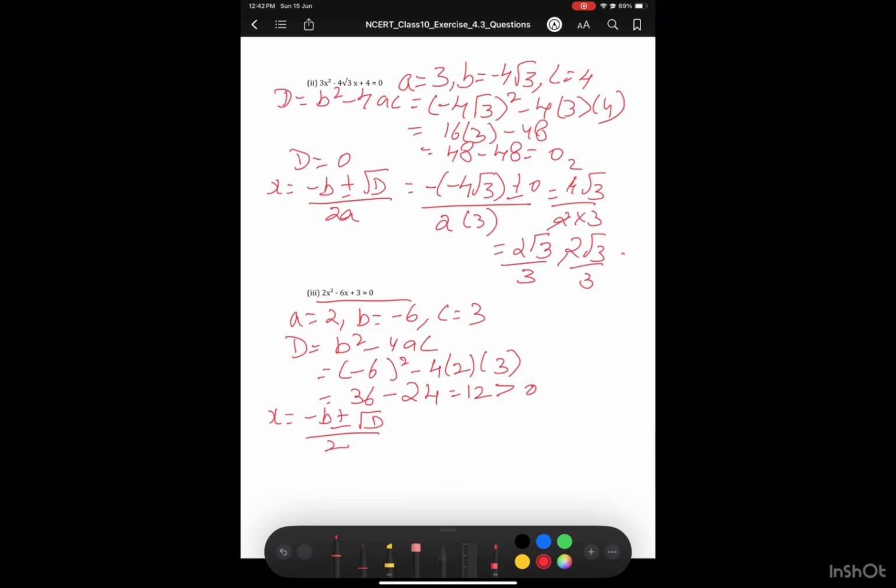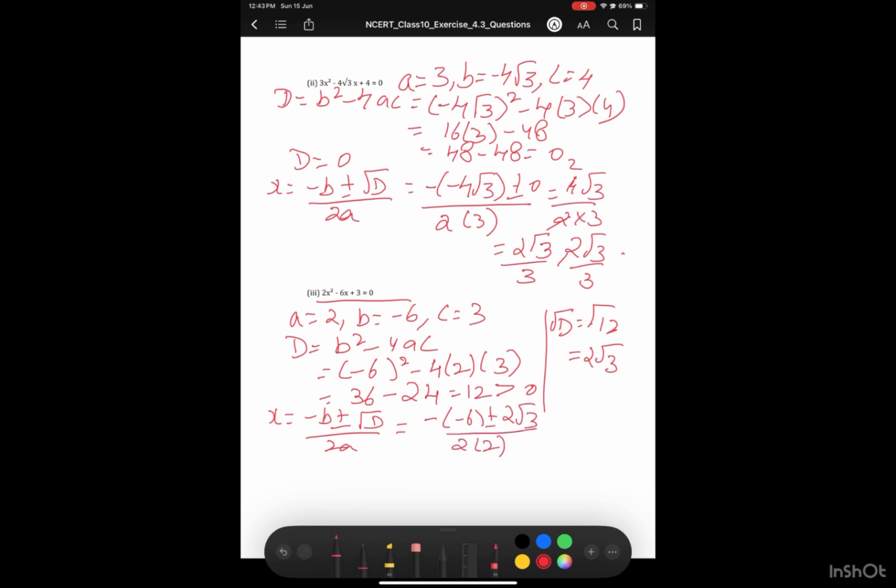Again, the value of x would be minus b plus minus under root d upon 2a. Under root d would be under root 12. Under root 12, I hope everyone knows how to find out. And under root 12 is 2 under root 3. So putting the value of under root 12 over here, minus of minus b will become minus of minus 6 plus minus 2 under root 3 upon 2 into 2.